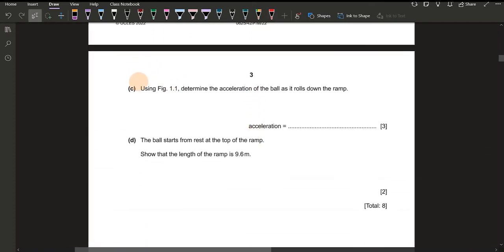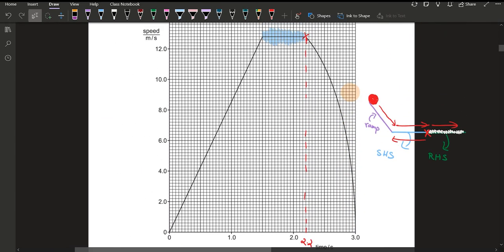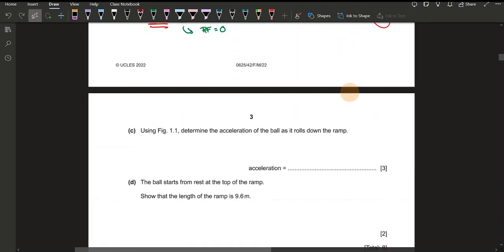Part C says, using figure 1.1, determine the acceleration of the ball as it rolls down the ramp. When it rolls down the ramp, the initial velocity of the ball is going to be 0 because it's not moving at that time. And then we need the velocity of the ball at this point, which is going to be somewhere here, which is 12.8. Okay, so we can use our normal velocity and acceleration formula.